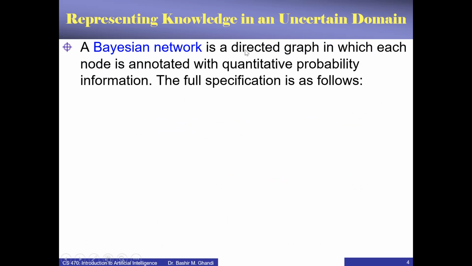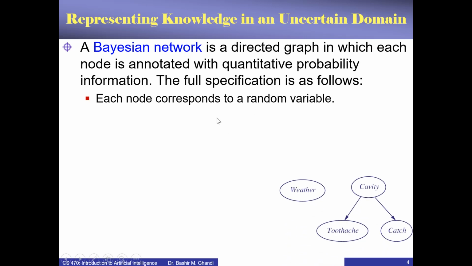A Bayesian network is basically a directed graph in which each node is annotated with quantitative probability information. The full specification for a Bayesian network is as follows. Each node in the graph corresponds to a random variable, as you can see in this simple example that we have been following. So cavity, weather, toothache, and catch are examples of random variables, and they are represented as nodes in the Bayesian network.